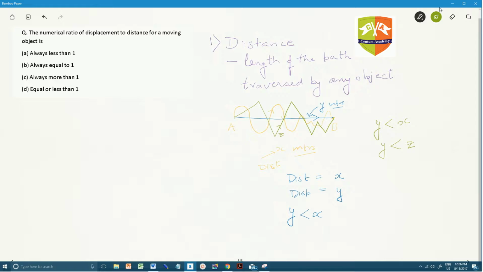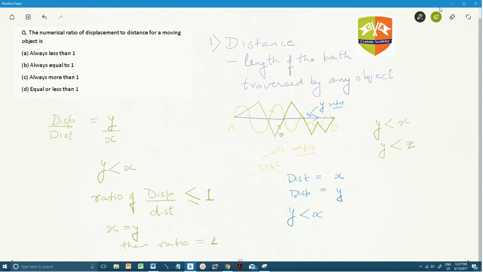So hence if you take the ratio now, let's take the ratio displacement by distance. Displacement by distance is nothing but y by x or y by z or whatever. So in this case, clearly since y is less than x, this ratio of displacement by distance will always be less than or equal to 1. Why equal to? When, let's say, x is equal to y, then the ratio will be equal to 1.